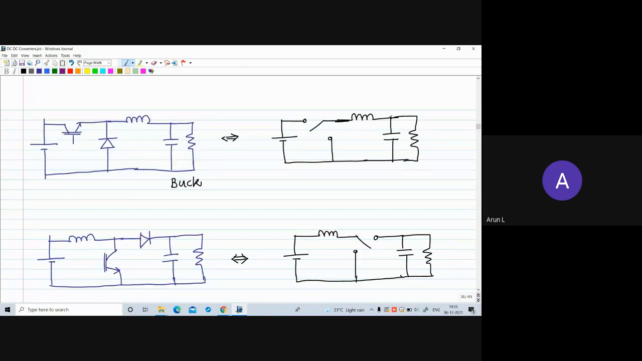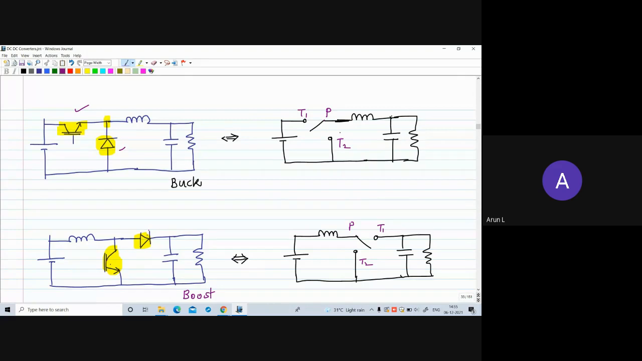Now, if we look into the buck and boost topologies closely, this combination of two devices, an IGBT and a diode, is connected to this particular terminal. Here also you can see an IGBT and a diode connected to this terminal. These can be shown by a single pole double throw switch. This is the pole, this is throw T1, this is throw T2. This single pole double throw switch can replace switches S1 and S2. Here also, this IGBT and diode can be replaced by a single pole double throw switch.